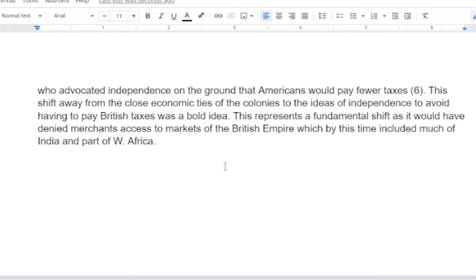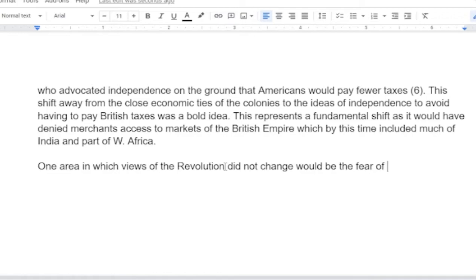One area in which views of the revolution did not change would be the fear of violence or seizure of property.